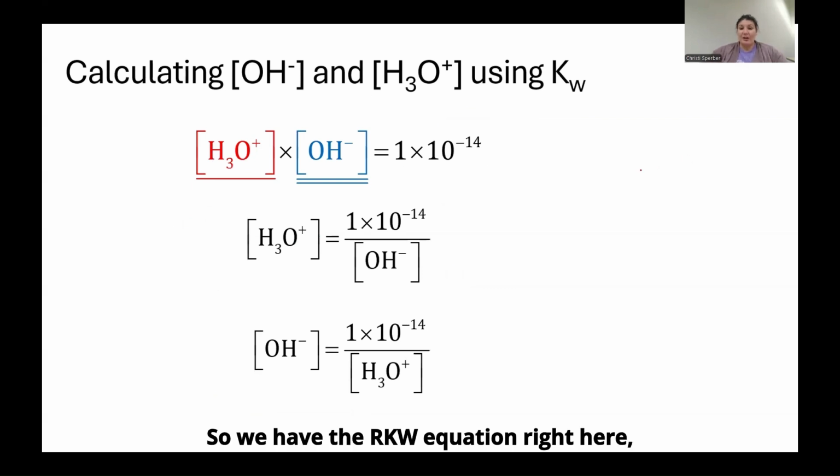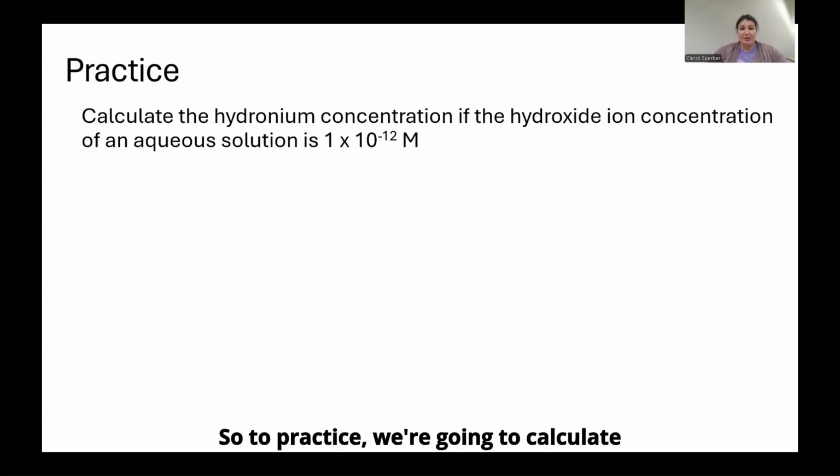So we have our Kw equation right here, and we can manipulate it 2 different ways. We can figure out the hydronium ion concentration if we're given the hydroxide ion concentration, or we can determine the hydroxide ion concentration given the hydronium ion concentration. So to practice, we're going to calculate the hydronium concentration if the hydroxide ion concentration of an aqueous solution is 1 × 10⁻¹² molar. So go ahead and pause the video, and when you're ready, we'll come back together and work on it.